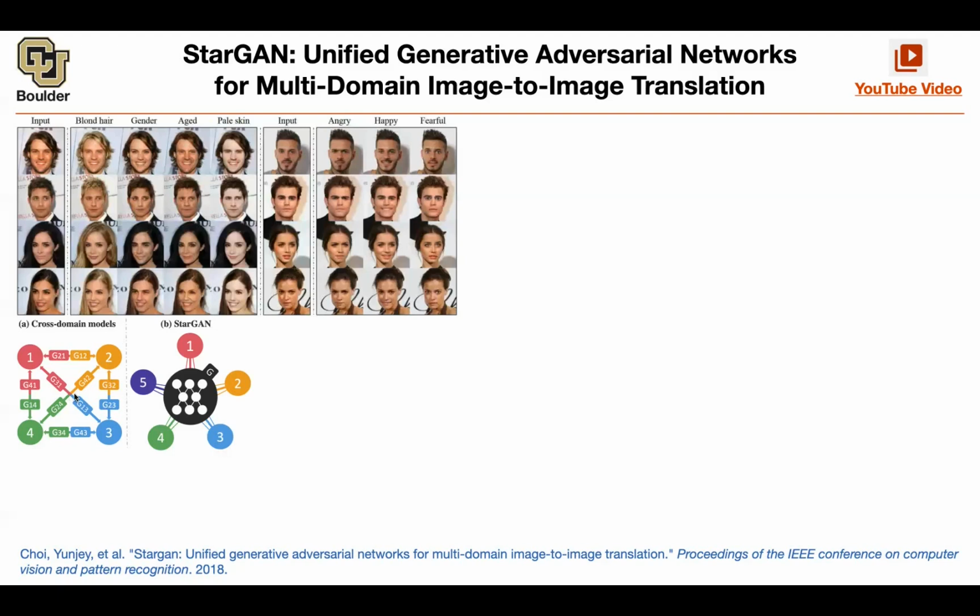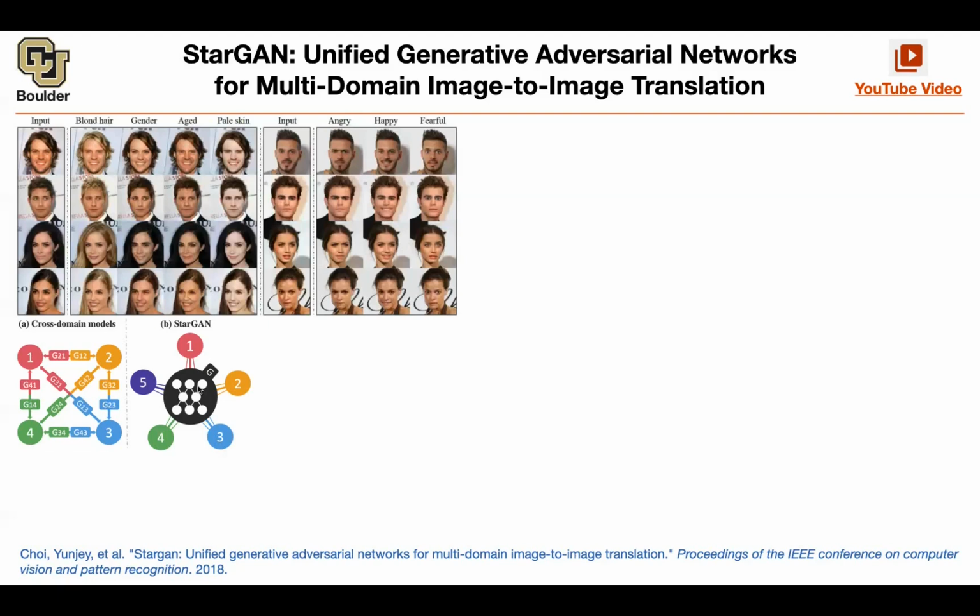But if you have less data per domain and you want to do transfer learning across domains, then it's a good idea to share parameters and have a single, perhaps giant generator. Then if you want to translate from domain 1 to any of these other domains, you're always going to go through only one generator, whose parameters are shared between a lot of domains, and it has seen data from all of those domains.